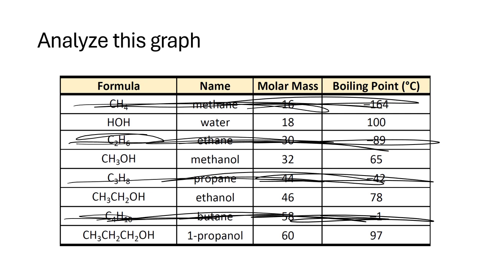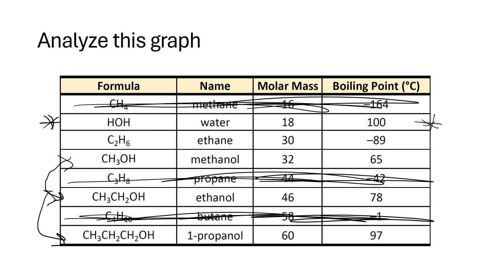and I just have the ones with hydrogen bonds, and I'm going to ignore water for now, we see that as molar mass increases, so does boiling point. Now, the reason for that is, again, dispersion forces are increasing. So even though it has hydrogen bonds, the reason the boiling point is increasing is because the molar mass is going up, which means there are more dispersion forces.